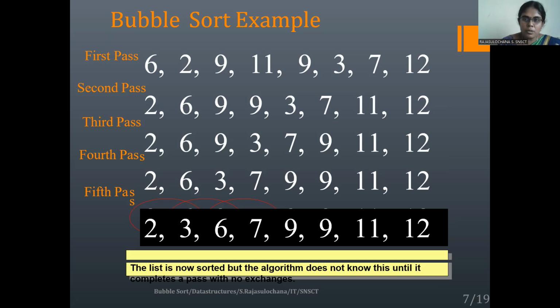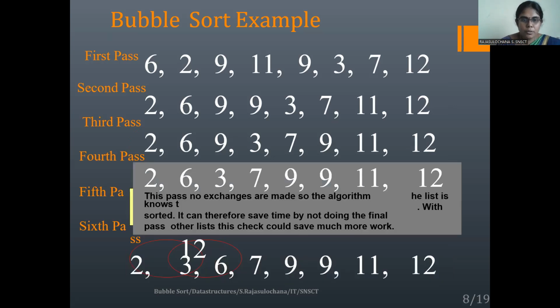Next, the bubble that goes will be 11, and following 11, both the 9s will go, and following 9, the bubble with the value 7 will go up, and following 7, the bubble with the value 6 will go up, and following that 3 will go up, and following that 2 will go up. So this is the working of bubble sort.